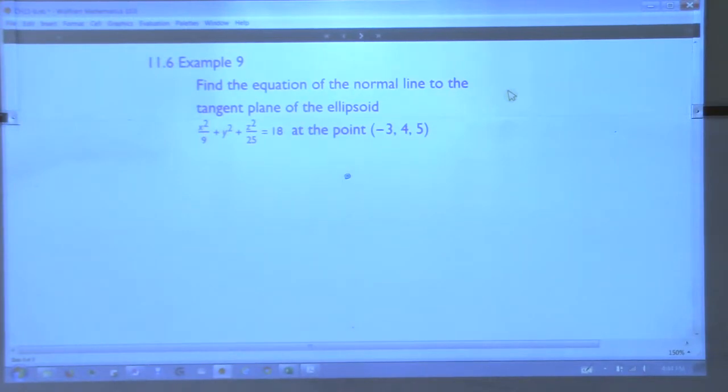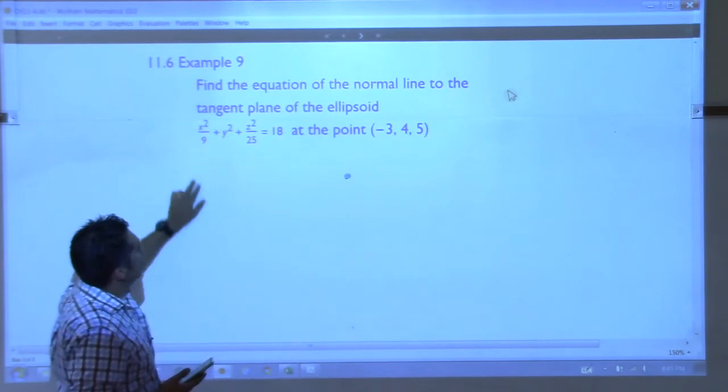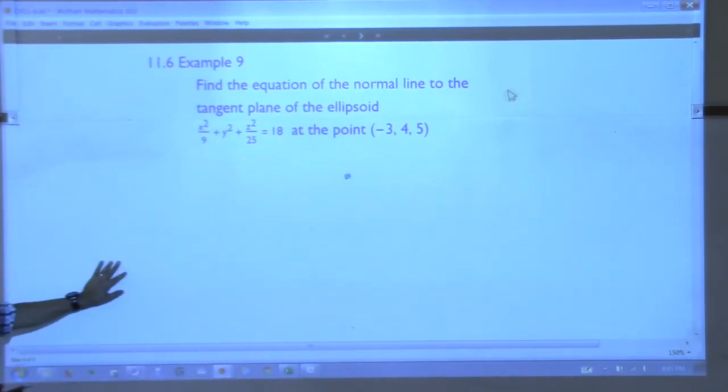I'm going to give you another couple of minutes to see if you can figure this out. I believe that's the same equation, no? Okay, so this one's saying for you to find the equation of the normal line to the tangent plane.